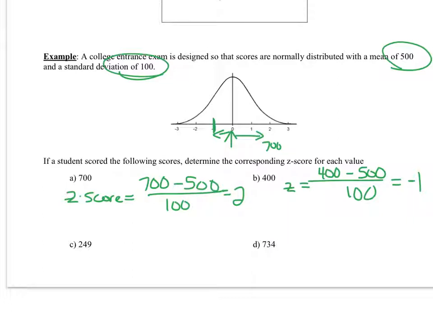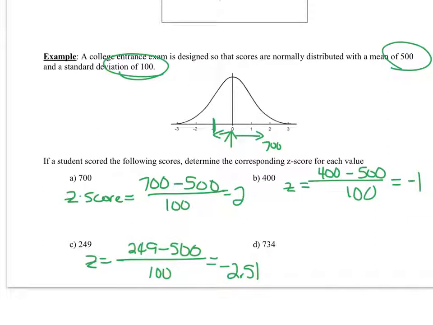Now 249. Same formula, so the z-score is equal to 249 minus the mean divided by 100. So when we do that, we get negative 2.51. Make sure you do that in your calculator and you're dividing at the right moment. So negative 2.5 means they went below the mean. They're this way, and they're right about here, about negative 2.5. So they scored pretty low. Depending on, well, if it's a college entrance exam, yeah, they scored pretty low.